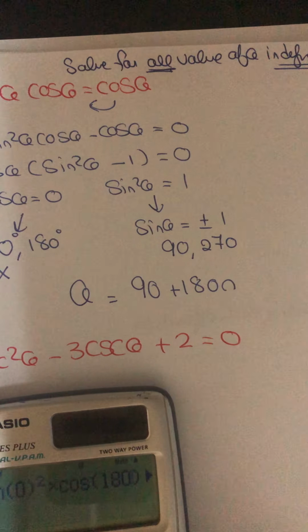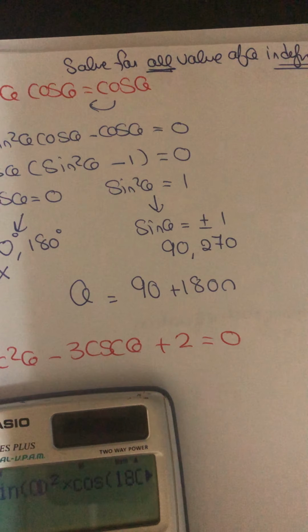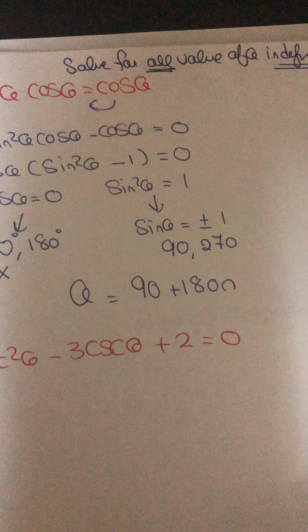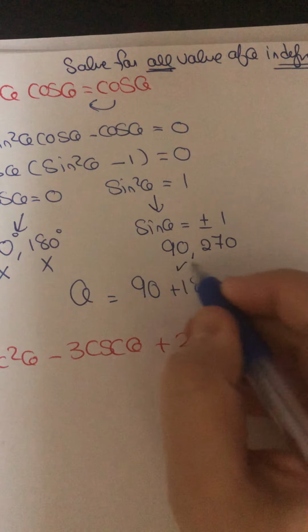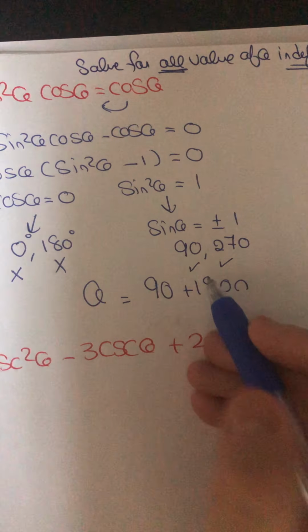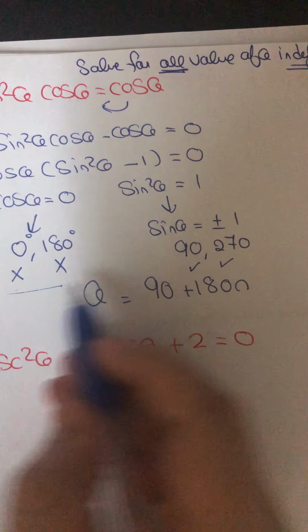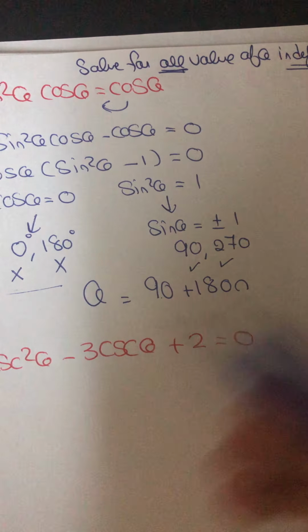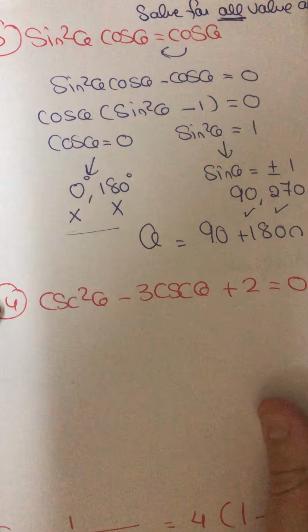180, and over here 180 also will not equal to 0. These two answers are not accepted, only these are accepted, okay? And that's why I wrote 90 plus 180, and if you try these, they're not right. 90 plus 180 means 90 and 270 and more of 180 to go.